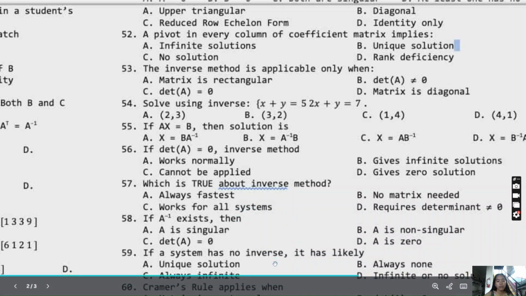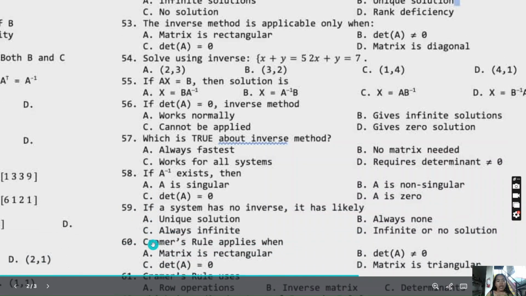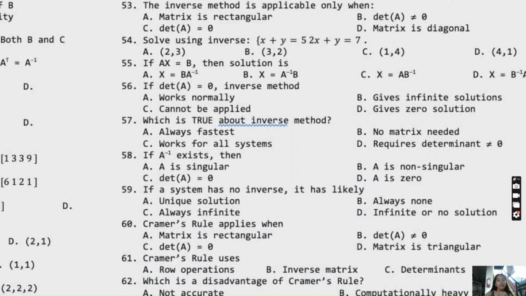In number 52, the question is, a pivot in every column of the coefficient matrix implies. The answer is letter B, unique solution. If every variable column has a pivot, then every variable is a leading variable. That means there are no free variables, no ambiguity, and exactly one solution. So if the coefficient matrix has a pivot in every column, the system has a unique solution. So our answer is letter B. Now let's proceed to number 53.